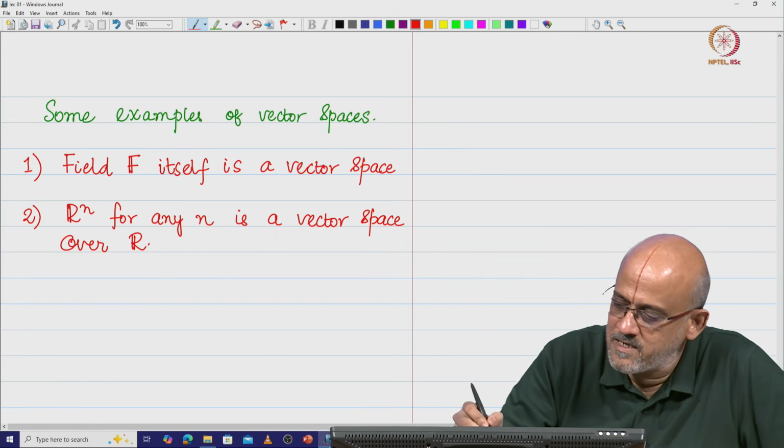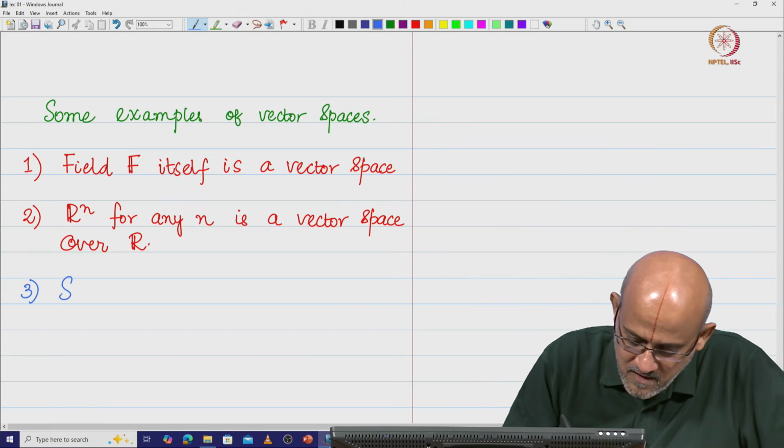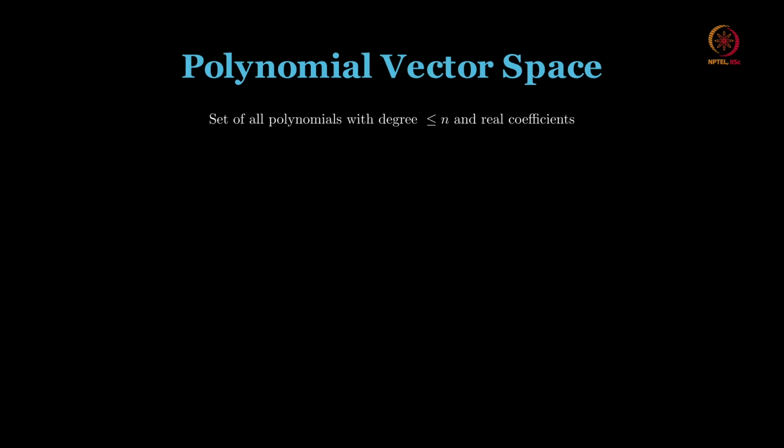The third one is the most interesting one. We are going to say that the set of all polynomials of degree less than or equal to n, with real coefficients, is a vector space over R.